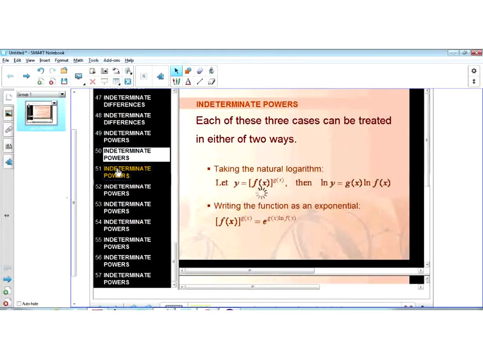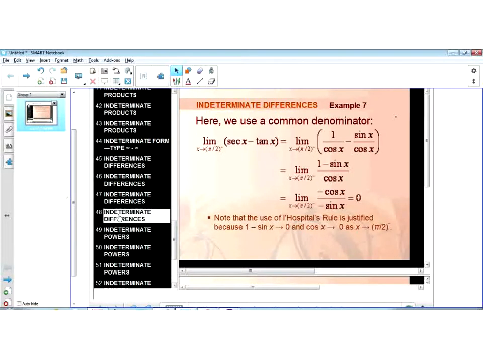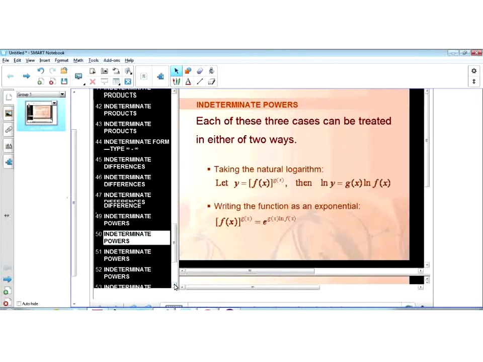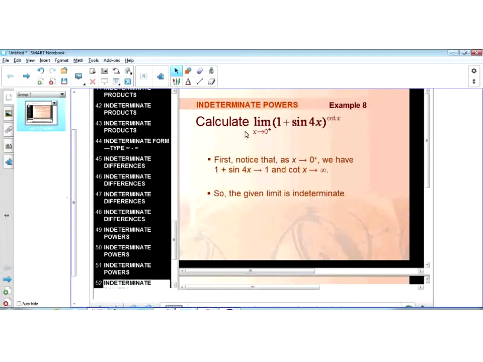Okay, so we have some examples. Let's do some examples. Oh, I lost my slide. Slide 51. Slide 52.